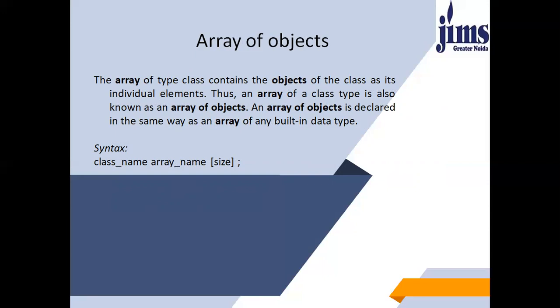What is an array in C++? In C++, an array is a variable that can store multiple values of the same type. You must have studied arrays in C also. That is similar in C++.